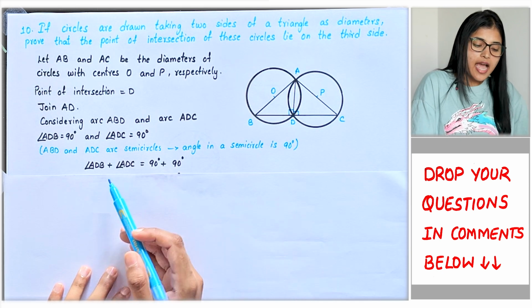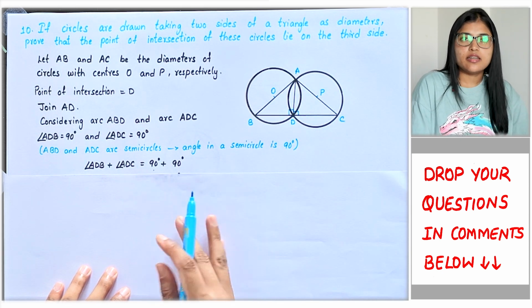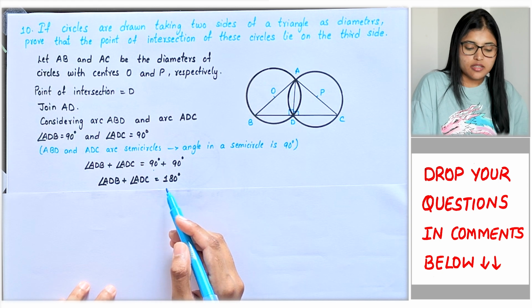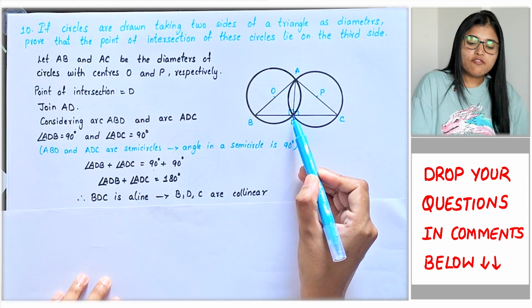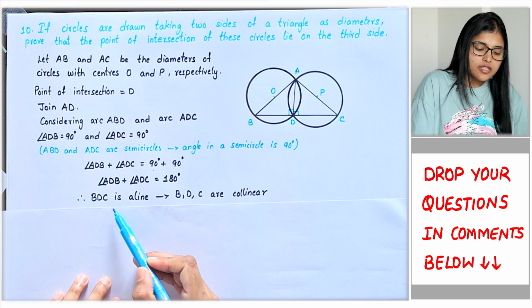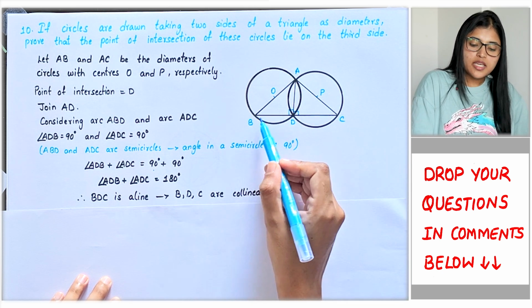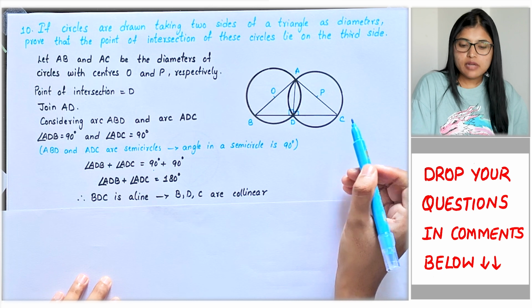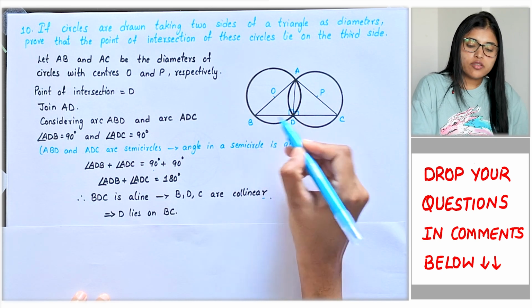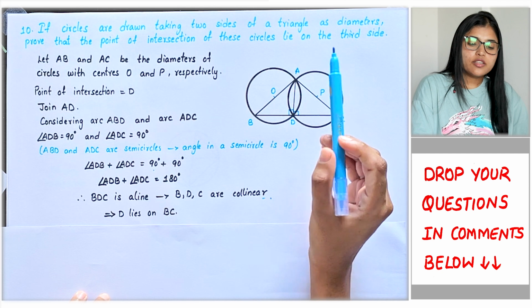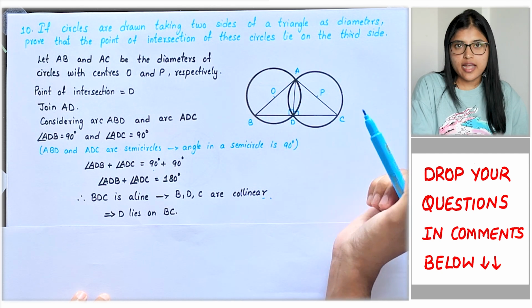So I can say angle ADB plus angle ADC equals 90 plus 90 degrees, which is 180 degrees. Here angle ADB and angle ADC are forming a linear pair, which means that BDC is a line, which means points B, D and C are on the same line, or they are collinear. That implies that D lies on the line BC, which proves that the point of intersection should lie on the third side of the triangle.